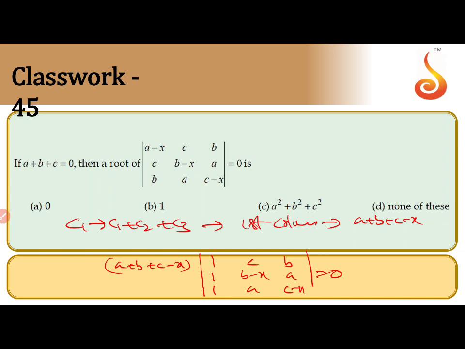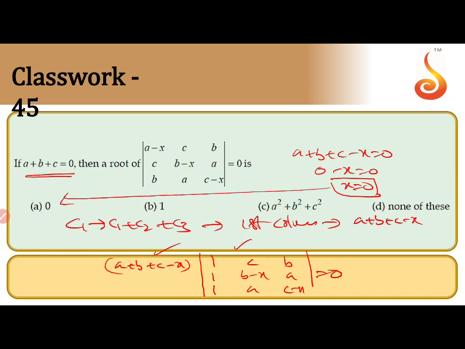So I add C1 as C1 + C2 + C3. The first column will be a + b + c - x. If you take a + b + c common, the first column is 1. The second and third columns remain the same. Now, a + b + c is given as 0. That means this product is 0, so either this equals 0 or this equals 0. This is not 0. Therefore, a + b + c - x equals 0. It is given that x = 0 is a solution for this equation.